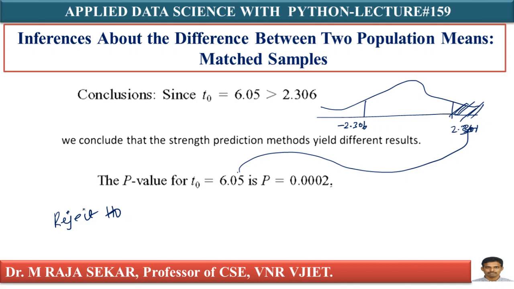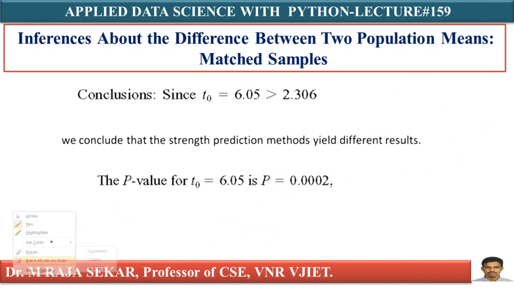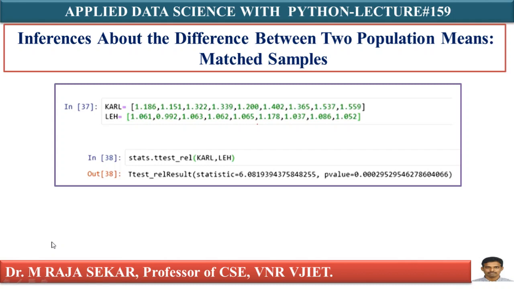With the help of the p-value also, you can draw the conclusions. Here, what is your p-value? My p-value is 0.0002. What is my alpha? Alpha is 0.05, isn't it? Here, the p-value is less than alpha. Therefore, what is your conclusion? You must reject H naught. You can use the p-value concept. Otherwise, you can calculate the t value. Your calculated value 6.05 exceeds your tabulated value 2.306. Therefore, it is in the critical region. Either you can use the p-value or the t value. Both end results are the same.